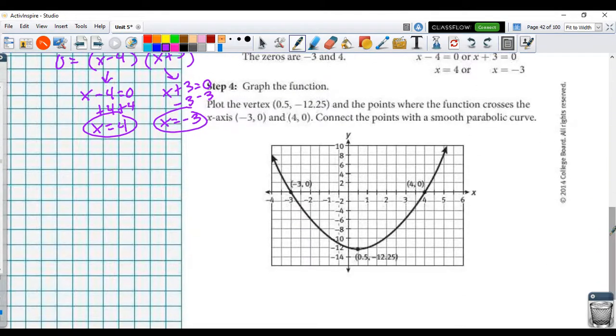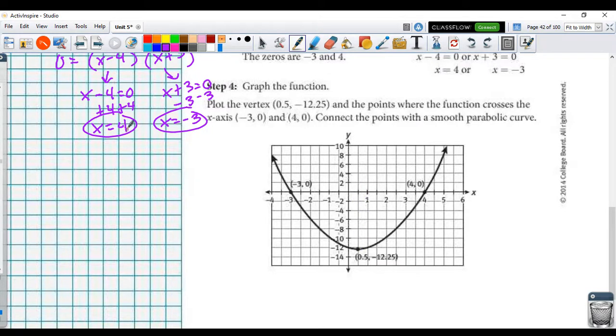So notice their graph down here, since we were working with those decimals, it looks like they chose a scale of 1/2 on their x-axis, but they used a scale of 2 on their y-axis. So just pay attention to how they have labeled this. If you did this yourself, you can choose the scale that you want to use. So they went ahead and plotted their vertex, which we found at 1/2, or 0.5, negative 12.25. So they plotted that over 1/2, down negative 12.25.